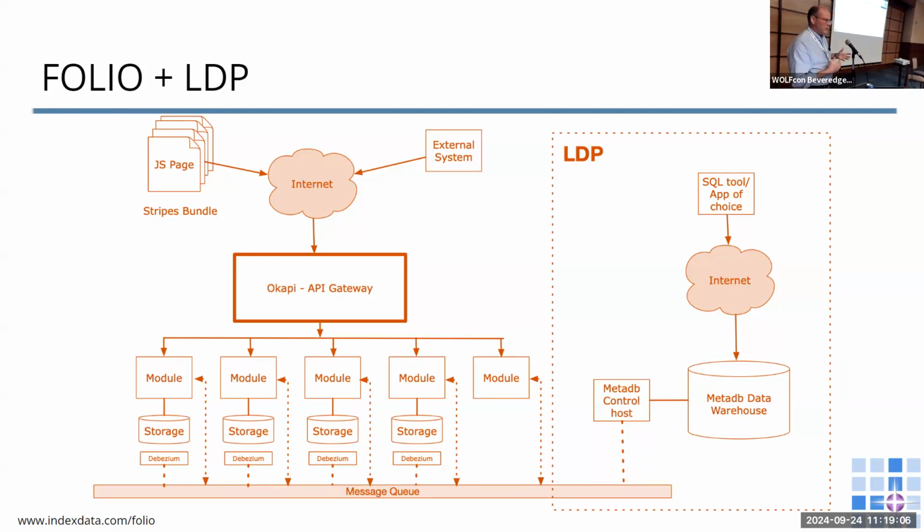And so your Folio databases are set up for logical replication, and we have software that can put those changes on a message queue, a Kafka message queue. And then we have software that picks stuff off of that message queue, processes it, and then updates things into your MetaDB data warehouse. Your mileage may vary, but within seconds, typically, normal transactions can be reflected in MetaDB. So it is very, very fast.